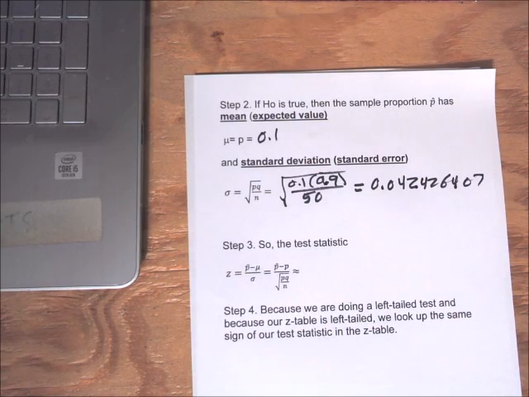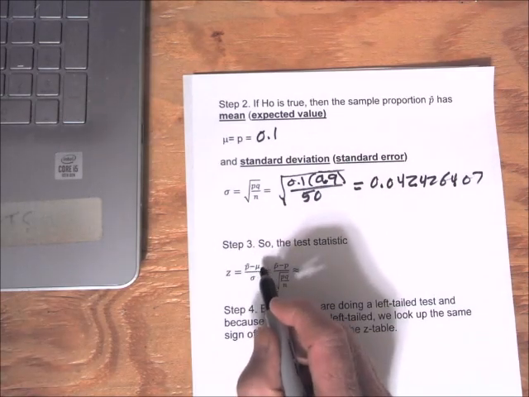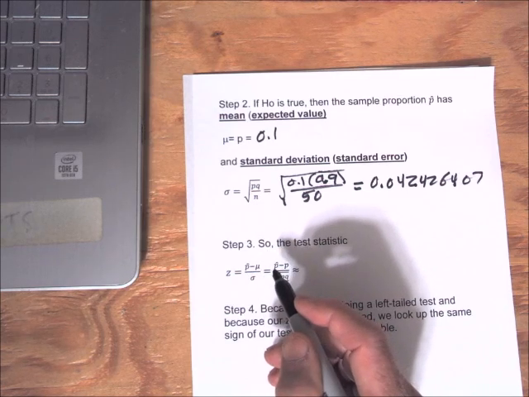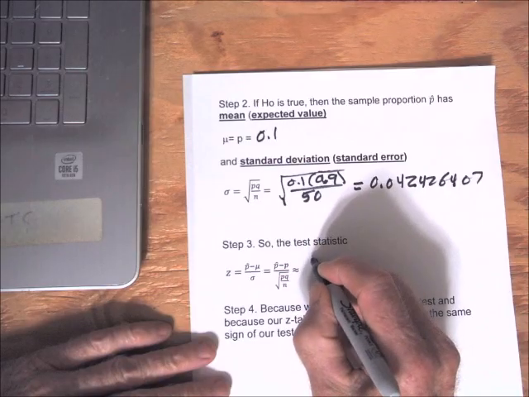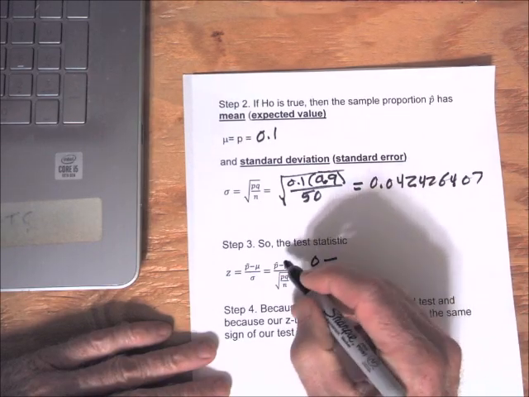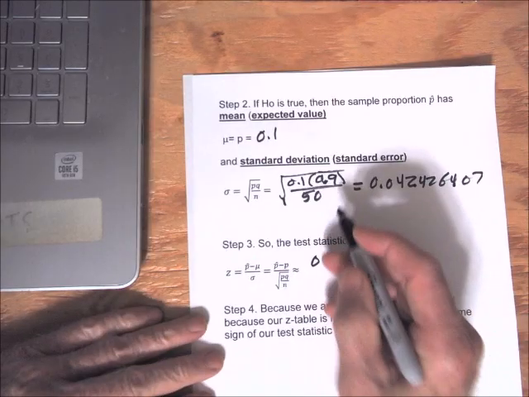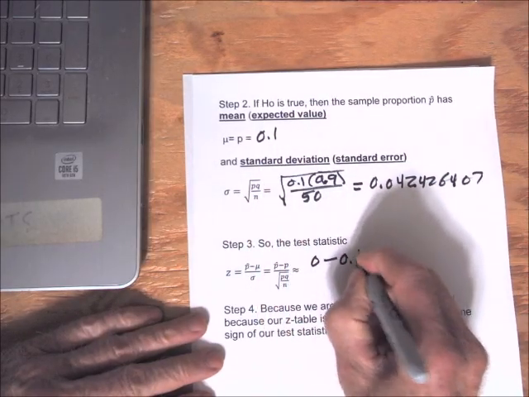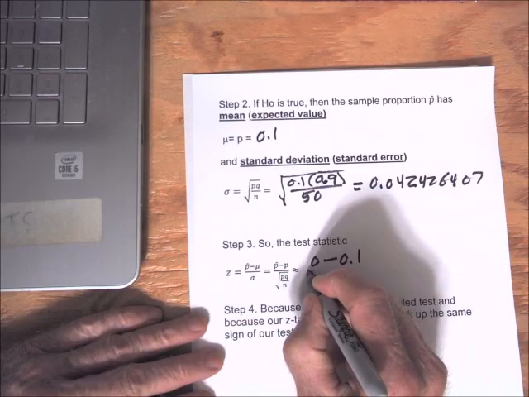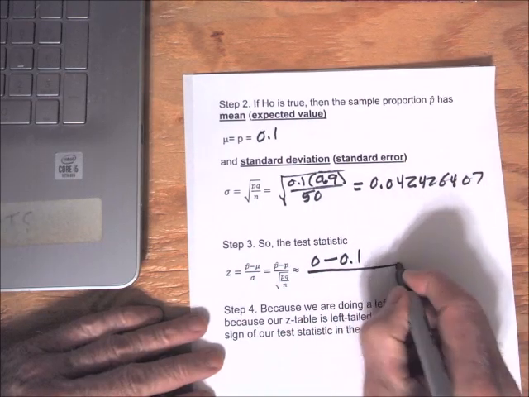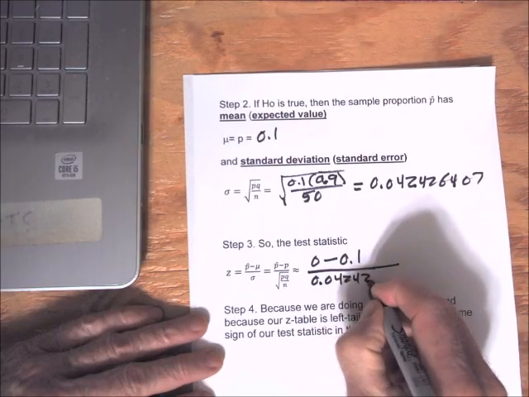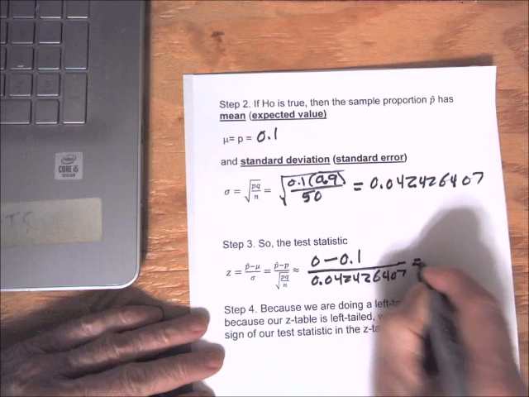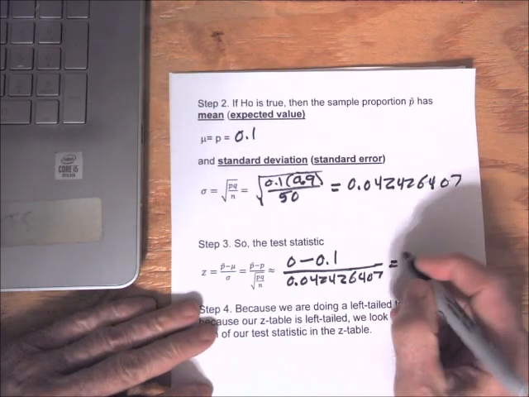And then the next step is to compute the test statistic. This is, remember from earlier in the semester, the z-score: score minus the mean divided by the standard deviation. Same idea here, except the score here is going to be our sample proportion p hat, which is 0 out of 50, or just 0. And the mean or expected value of p hat is going to be 0.1. That's the same as the null value. And the standard deviation of p hat, if H naught is true, we just computed: 0.042426407.